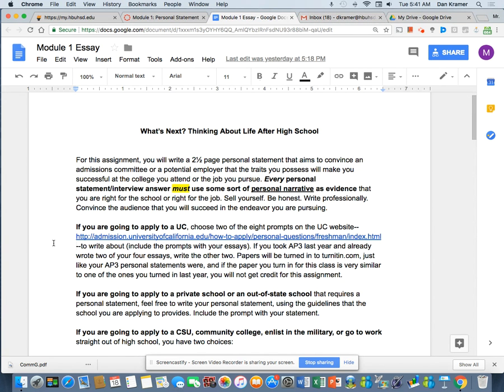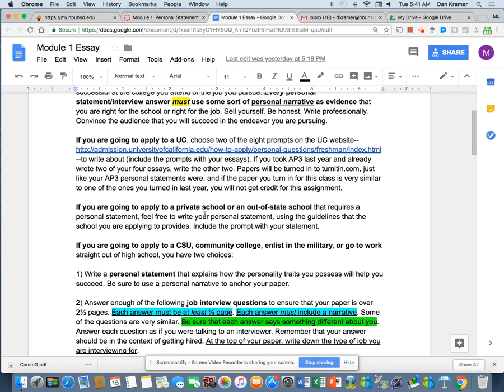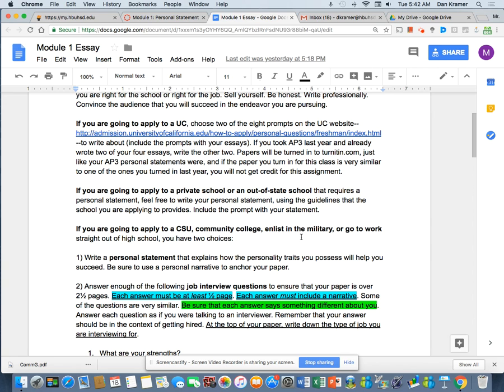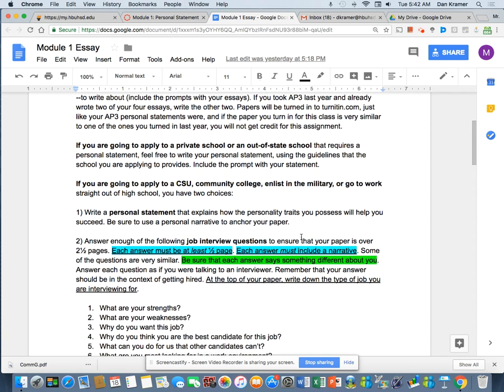If you're not going to UC, if you're going to a private or out of state and they have their own personal statements, great. If you do a personal statement, just make sure that you include the prompt so I know what question you're answering. If you're going to a CSU, community college, military, going to work, and you want to write a personal statement, you can. You just write a 2.5-page paper that explains how your personality traits will help you succeed.